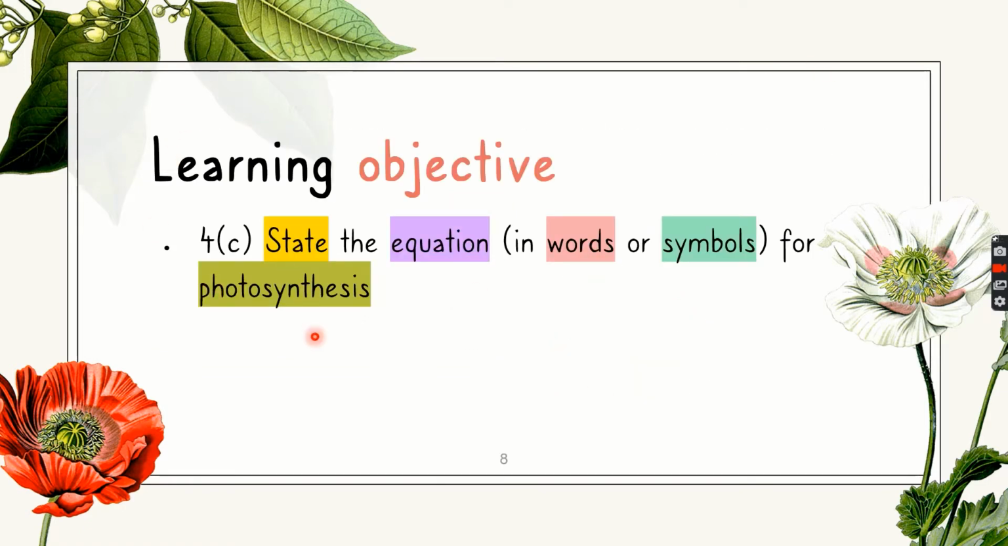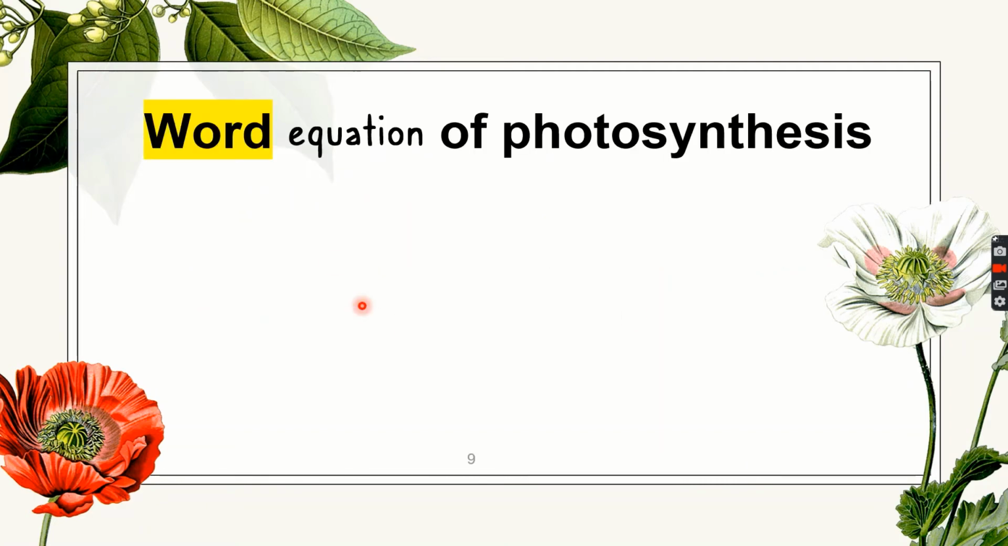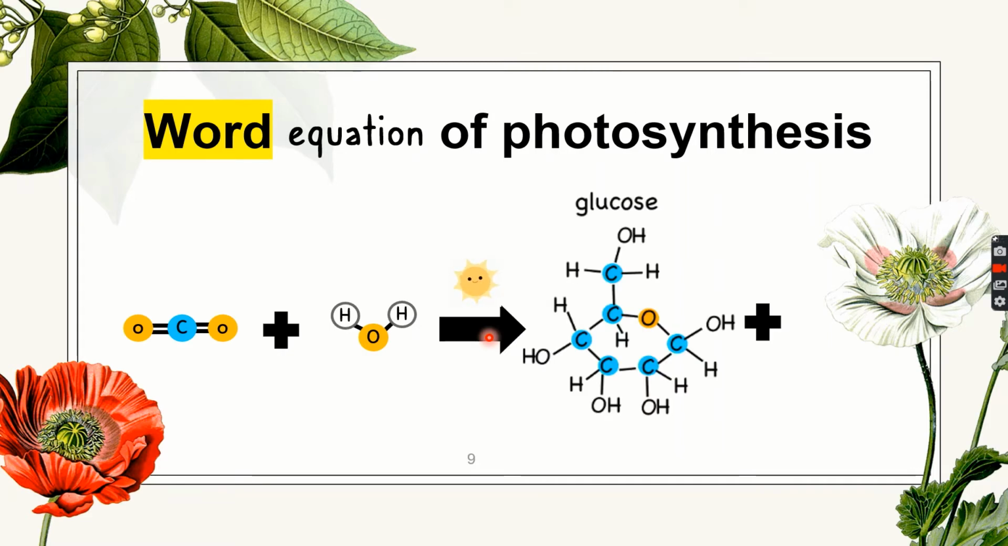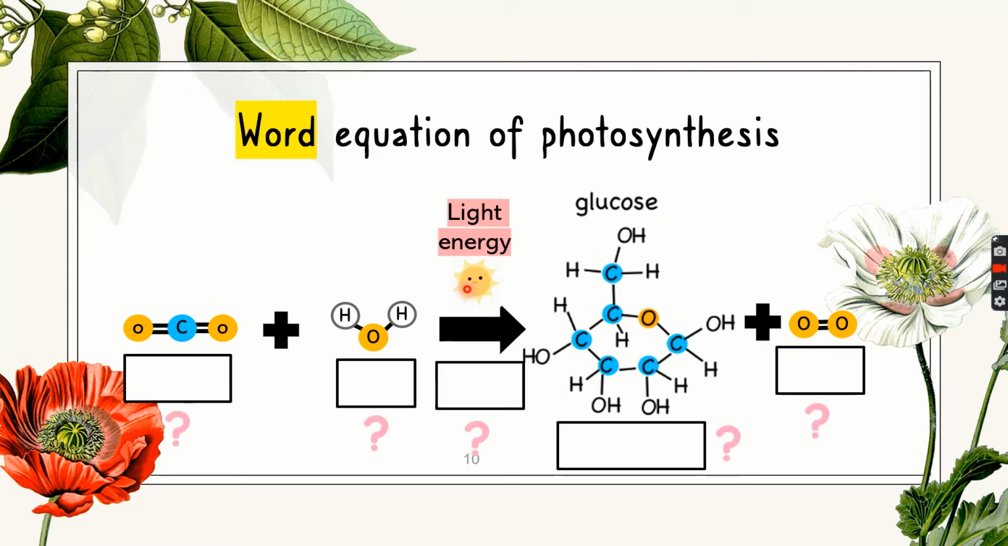This is a learning objective that you'll get in year 9 biology, which is to state the equation in words or symbols for photosynthesis. So the word equation for photosynthesis is pretty simple, and this is what you need to know for your exams for year 8. You have the same process going on there, that's photosynthesis. So for the word equation, for glucose, just write down glucose, not chemical energy. You write down light energy on top of the arrow. And this is the word equation.